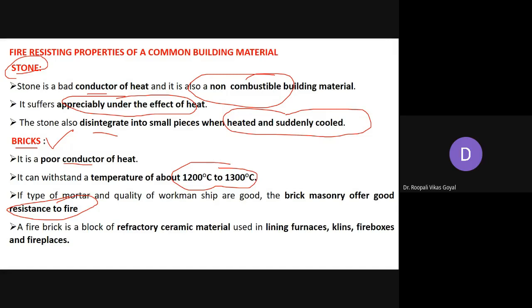Okay, and that can be used as a lining for furnaces, kilns and fireboxes, जहाँ पे बहुत ही ज़्यादा high temperature होता है, ठीक है ना, furnace में. तो वहाँ पे as a lining material you can use such type of refractory bricks which is called the fire brick, which can withstand a very high temperature range. So you can say brick is a good material as far as the fire resistance of the building is concerned. So this is a very good material.